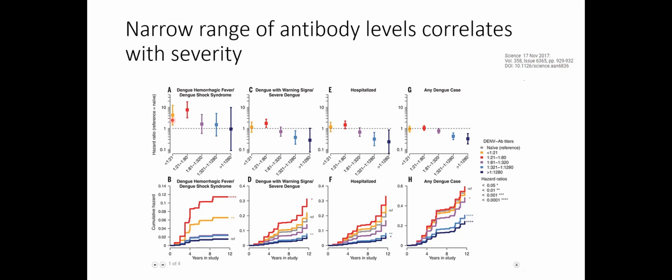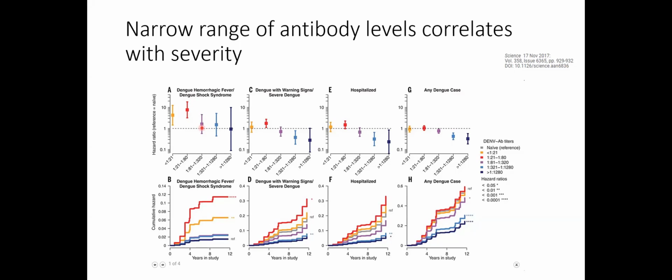And so what you can see is the hazard ratio is relatively high, even at the very low levels of antibodies. And then it's even higher, and this is specifically for hemorrhagic fever or shock syndrome, at this 1 to 21 to 1 to 80, which is this very modest level of antibodies that you'll see regardless of the infection. This is sort of the lower limit at which you would say you had protective antibodies to flu, for instance. 1 to 40 is sort of our cutoff in flu.